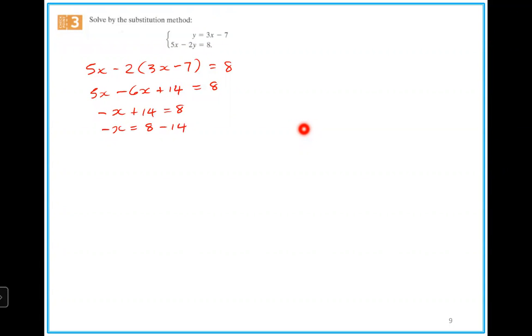So then negative x is equal to 8 minus 14. That's negative 6. And so if negative x is equal to negative 6, what is x?